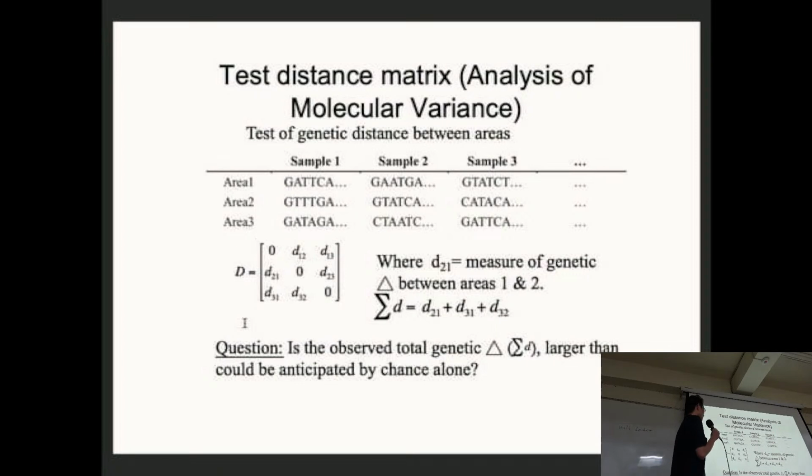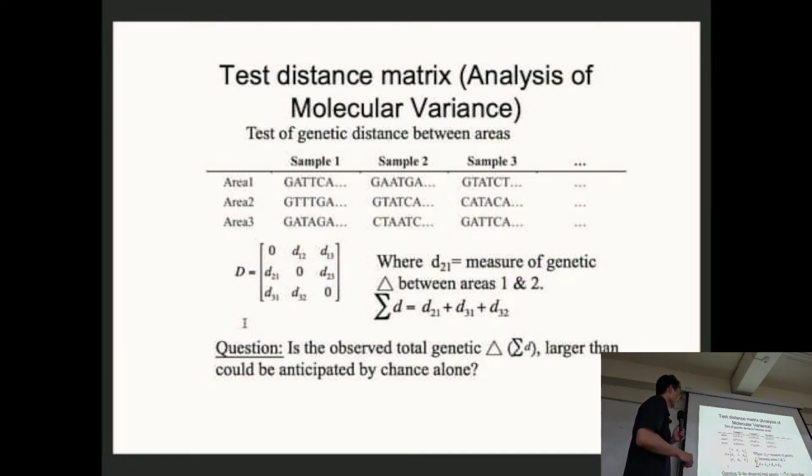And the question is whether the observed total genetic distance is larger than could be anticipated by chance alone. The question is whether there is genetic differentiation among the three areas. So what I do is I calculate the pairwise genetic distances, and I calculate the total genetic distance. Okay?